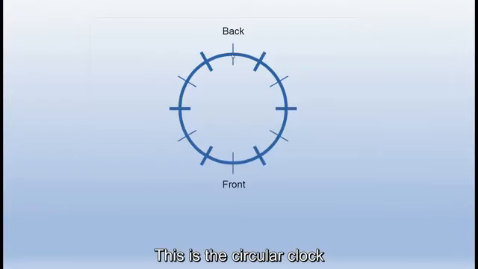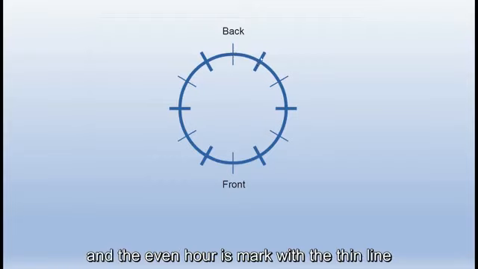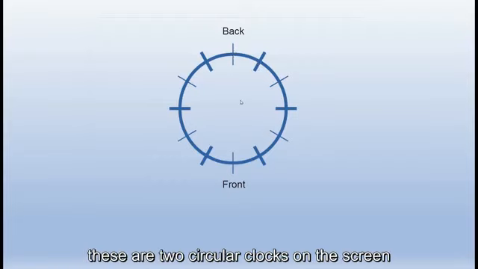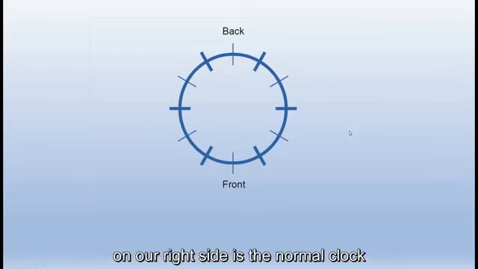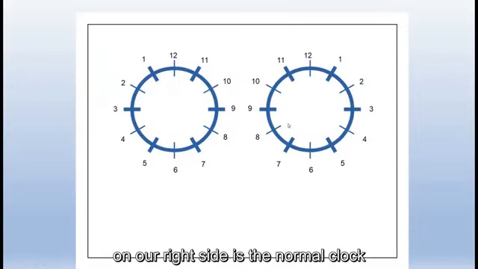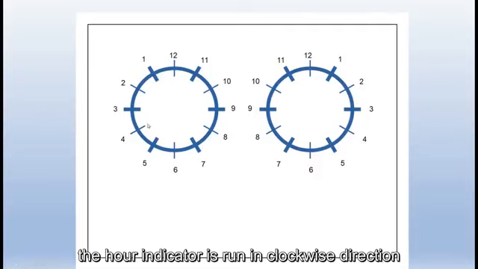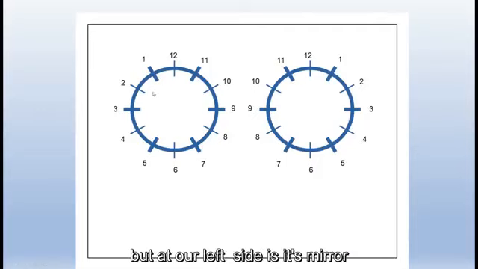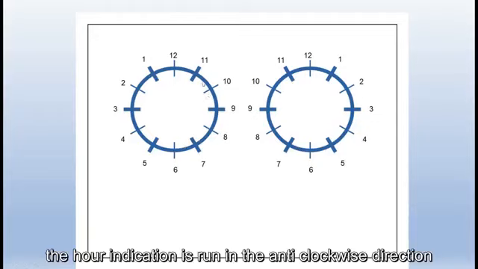Now, this is the circular clock. The odd hour is marked with a bold line, and the even hour is marked with a thin line. These are two circular clocks on the screen. On our right side is the normal clock, representing the left end of the patient. The hour indicator runs in a clockwise direction, but on our left side is its mirror. The hour indication runs in the anti-clockwise direction.